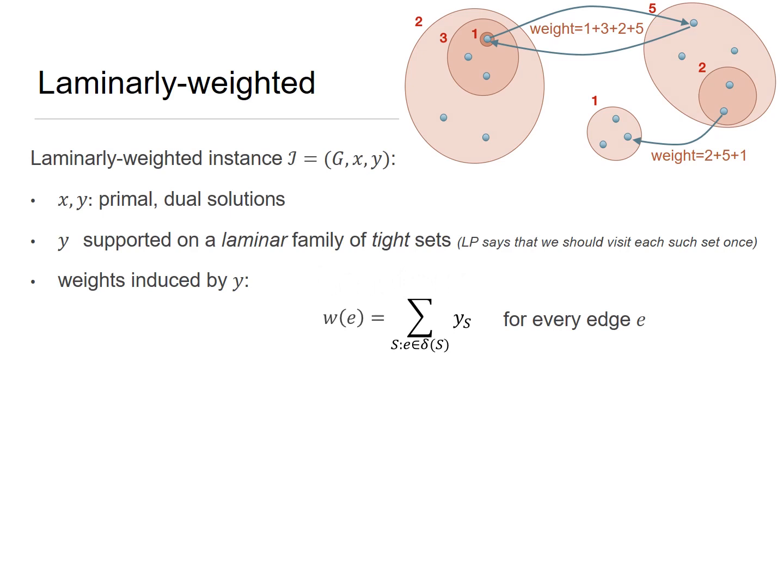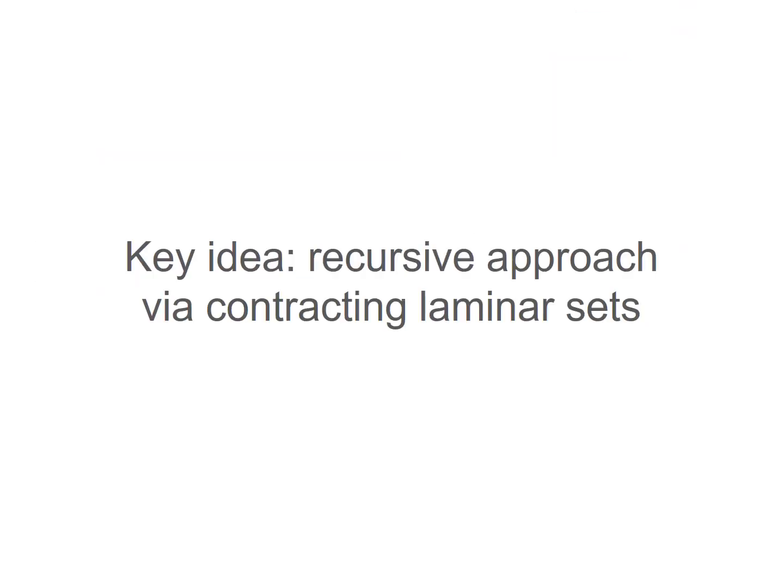Okay, just a reminder of what we have. The structure that we have is that the weight of every edge is the sum of the dual values that this edge crosses. So our key idea is that we're going to recurse by contracting the laminar sets, the sets in our laminar family.